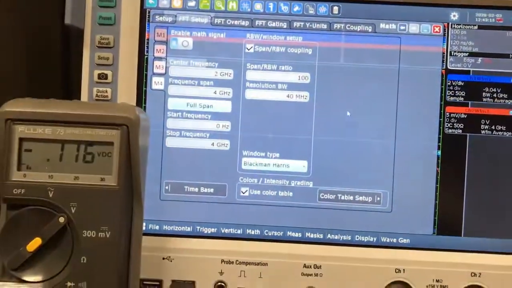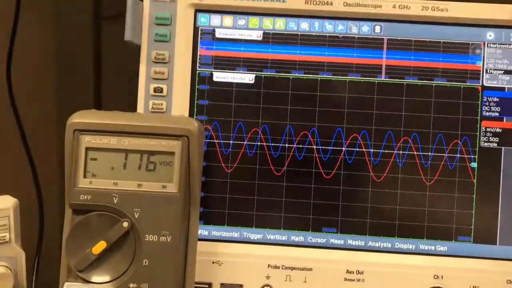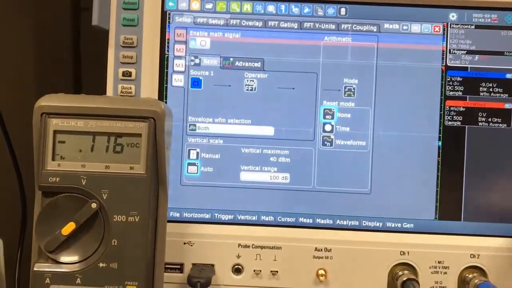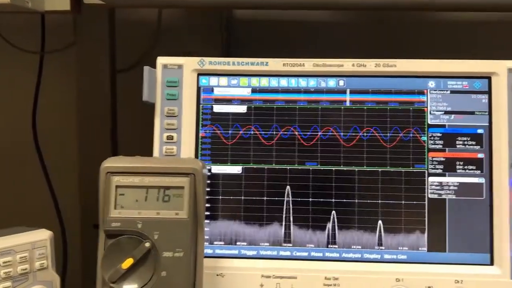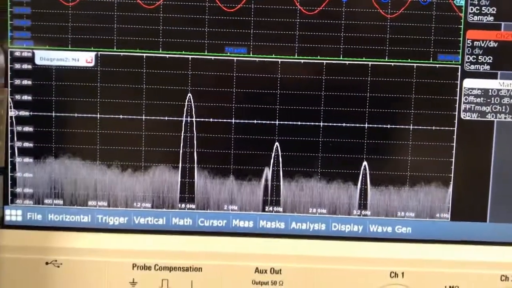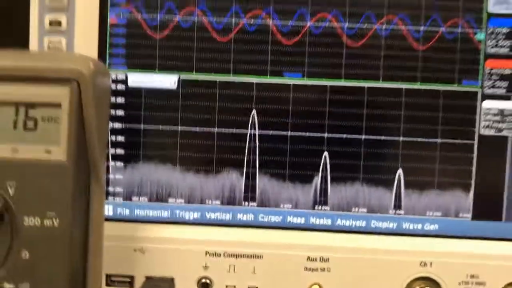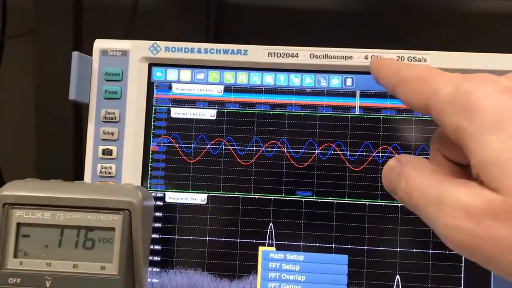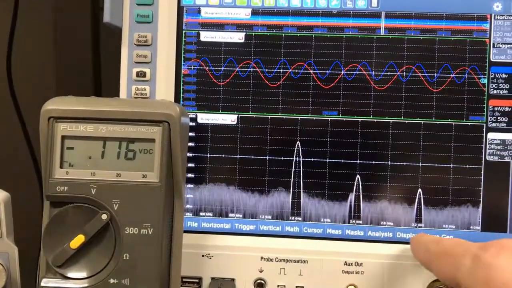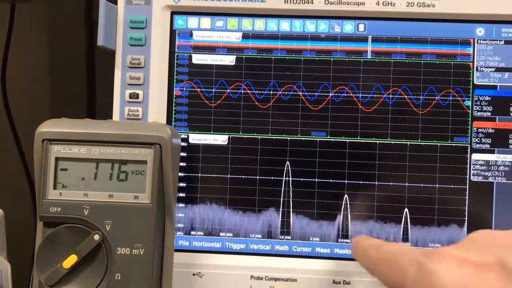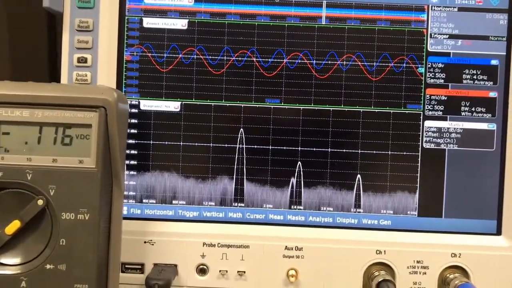We can also see the fast Fourier transform here. Let's see the math. As you see here, this is the fast Fourier transform. Because this oscilloscope goes all the way to 4 gigahertz, we can also see the 1.6 and the 2.4 signals, the other higher order products, right?